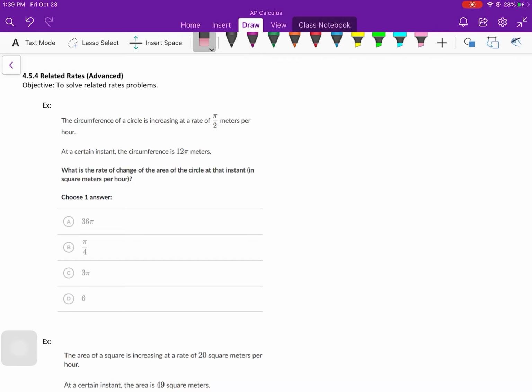Get into related rates advanced. This is about as difficult as they're going to get for you guys this year. Really not too bad. I'd say the textbook ones are a lot worse than this. So let's just go through it and hope everything turns out fine.